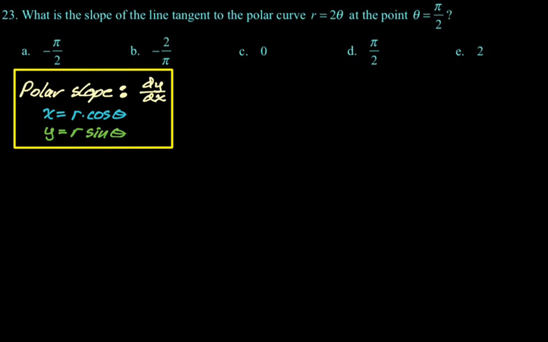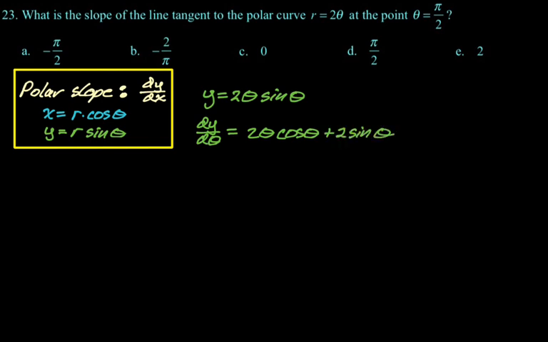So y is going to be our polar curve, so it's going to be 2 theta times sine of theta. Now I need to find the derivative of this. This is a product, so I'm going to use the product rule. It's going to be first times the derivative of the second plus second times the derivative of the first. I need to evaluate this at pi over 2. So the cosine of pi over 2 is 0, the sine of pi over 2 is 1, so this just gives us 2. Definitely know the unit circle values. They're essential when you're doing these things.